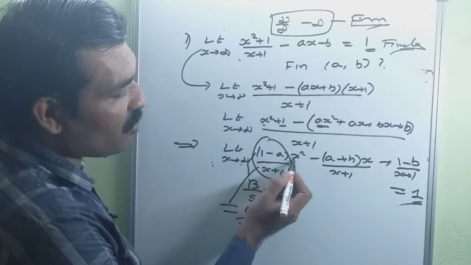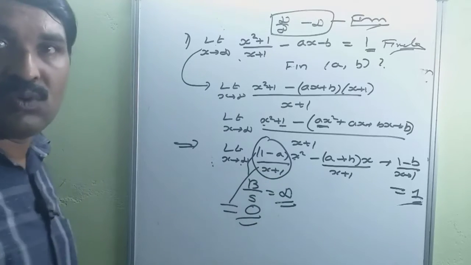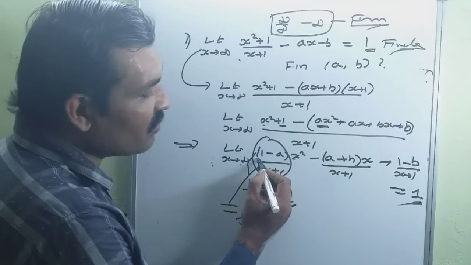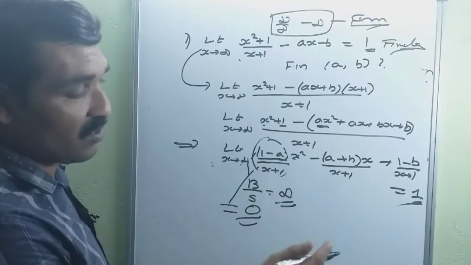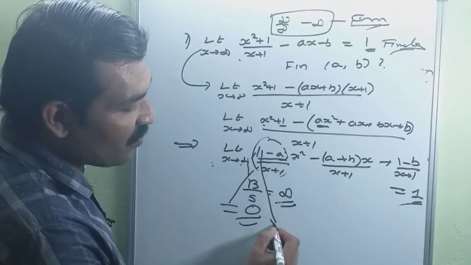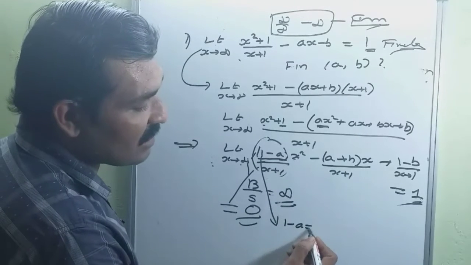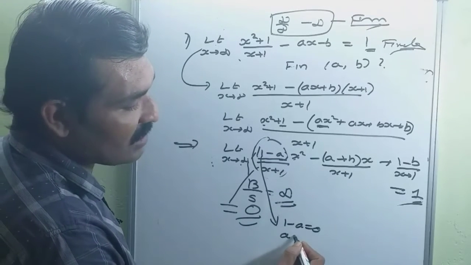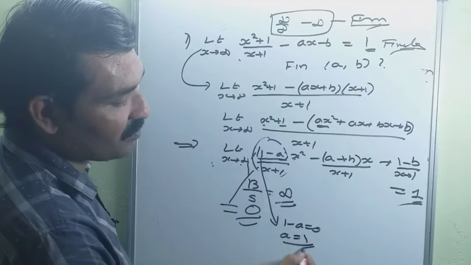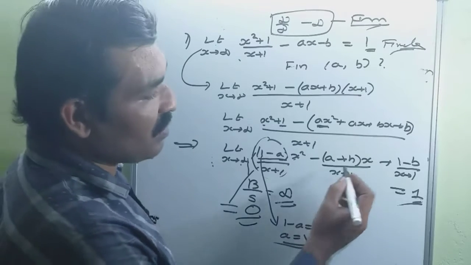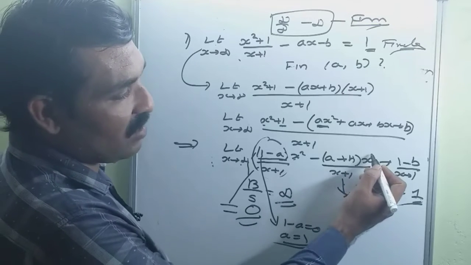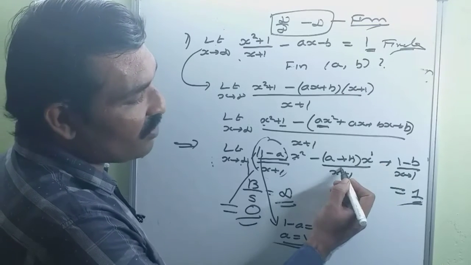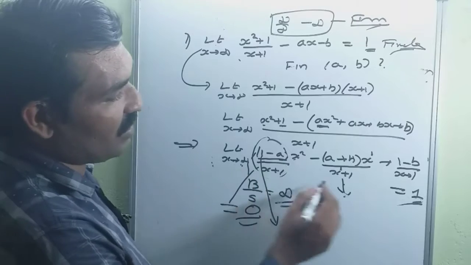This happens when the coefficient of x square is equal to 0. When the coefficient of this term is equal to 0, this term completely vanishes and becomes 0. That happens when 1 minus a is equal to 0, or a is equal to 1. Right. Now here for this term, equal degree by equal degree. Degree of numerator is 1 and degree of denominator is 1.